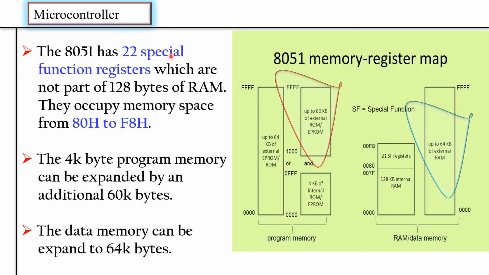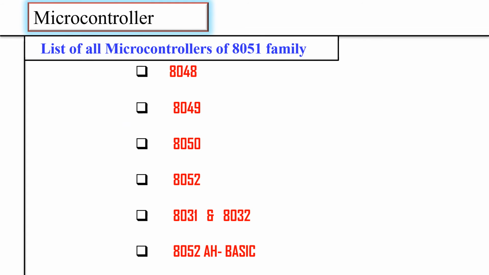Student, if a question comes on the memory mapping of 8051, you have to draw the diagram and explain the program memory and the data memory and how it can be expanded. So now it's easy to draw the diagram of the 8051 memory mapping. Clear, student? It comes for 4 marks. You have to draw the diagram and explain program memory and data memory. So we have seen the features of 8051, and we have seen the memory mapping of 8051.